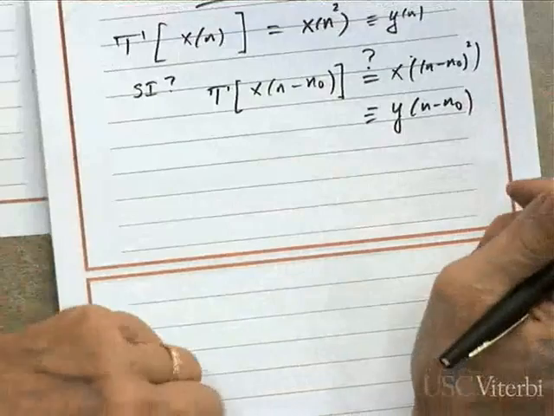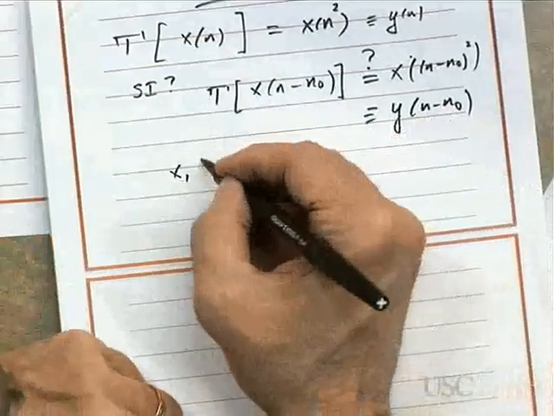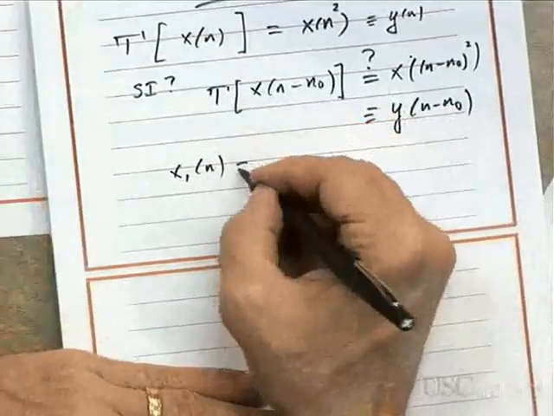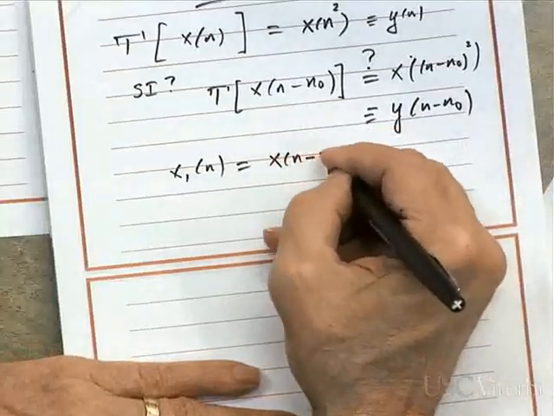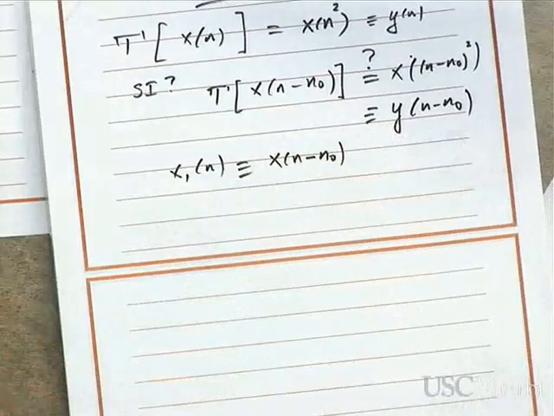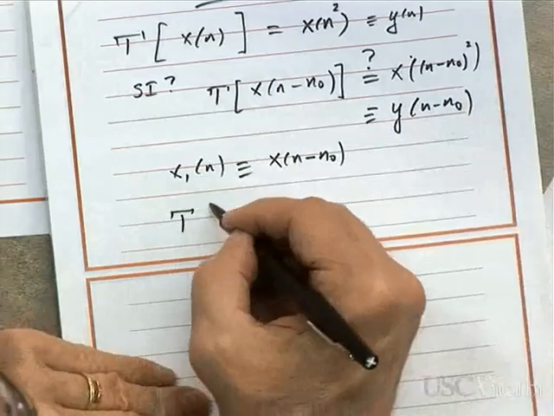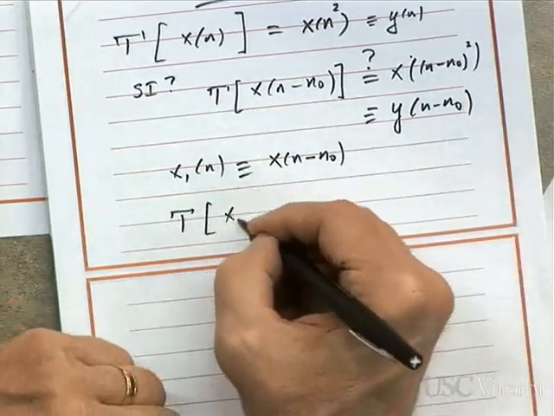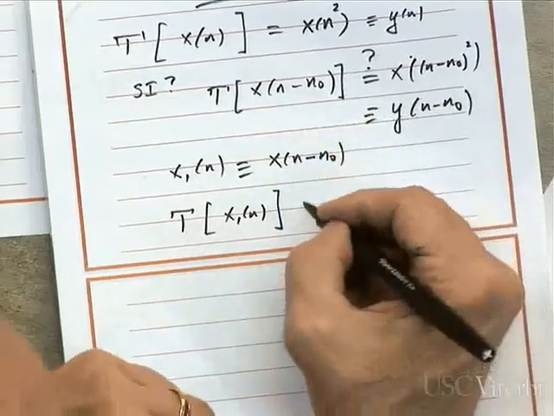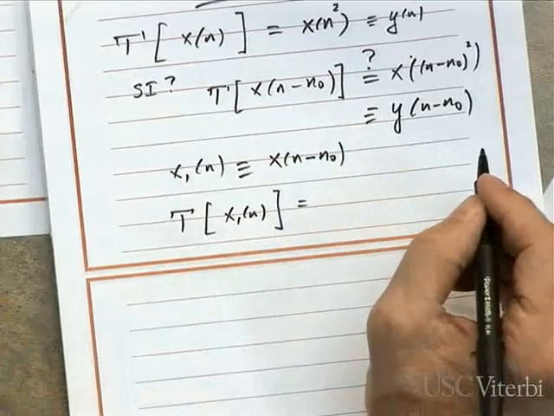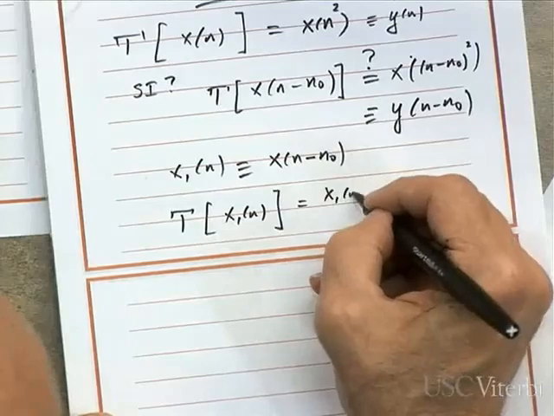The way I like to analyze systems like this is to do it in two steps. First, I know this may seem kind of crazy, but I define another function. Let's call that x1, and it will be defined to be the shifted version of x. I will call that x1 of n. Now what would be my system response to x1 of n? It's a little bit easier to deal with this way. Well, that would clearly be equal to x1 of n squared.